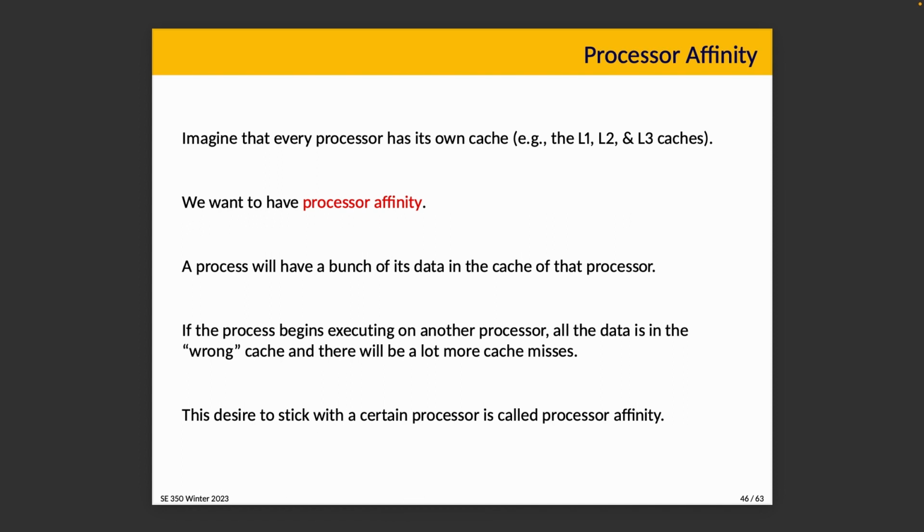And processor affinity is just saying, like, you are literally my favorite CPU. A process has its data in the cache of that processor. So if process A is running on CPU 2, a bunch of its pages are in the level 1 and level 2 cache for that CPU. And if we move it to another processor, all the data is in the wrong, quotation marks, cache, and there will be more cache misses than if they stayed executing on the same CPU. And this is referred to as CPU affinity, the desire to stick with a given processor, right? This is where my stuff is. I would rather be here.